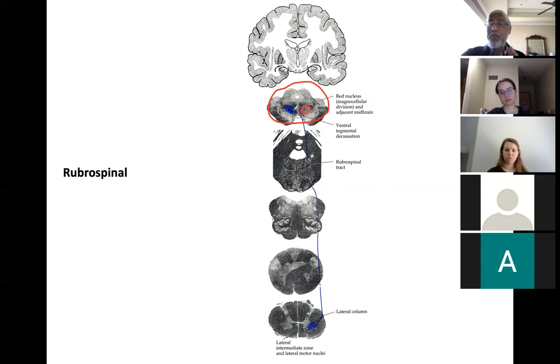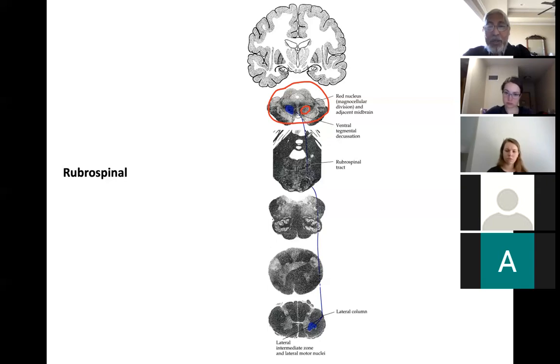Now, there are some very important tracts, bundles of fibers, that arise at the red nucleus and come all the way to the spinal cord. So from the red nucleus to the spinal cord, we give them a name. Red spinal, it doesn't sound nice. So we call it rubrospinal tract. Now, tell me one thing. You don't have to write anything for this one because we'll talk about this one again.